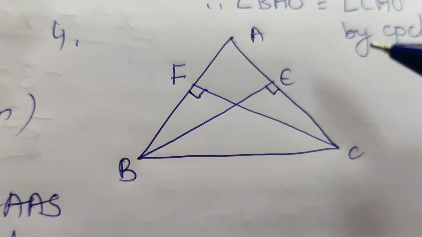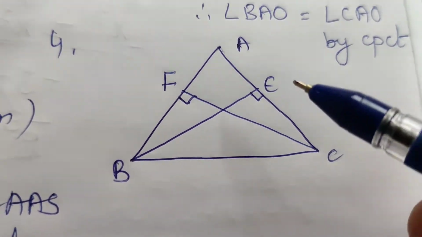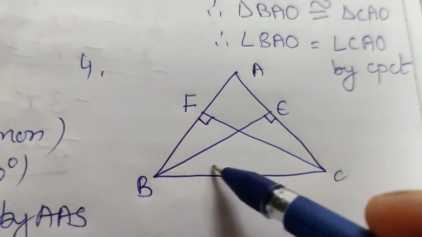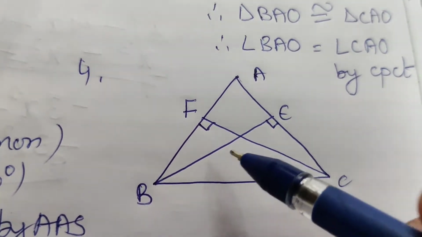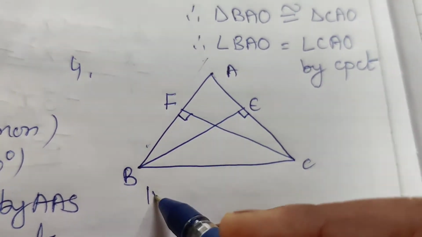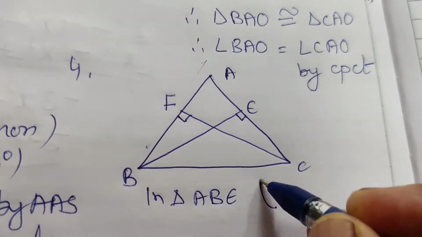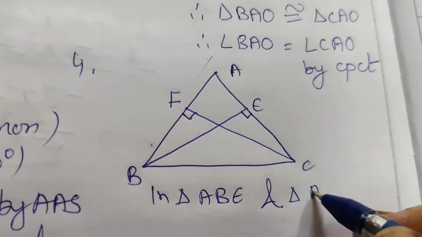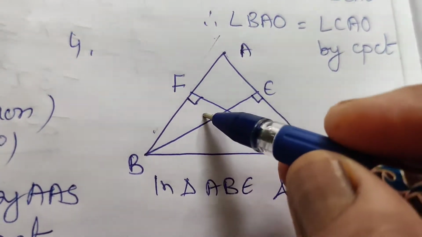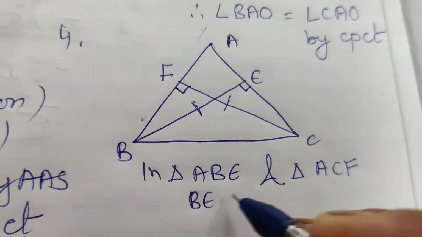This is a figure of triangle ABC. It is not isosceles, only just a triangle. We have to prove that AB equals AC. In triangle ABE and triangle ACF, number 1, BE equals CF, given.